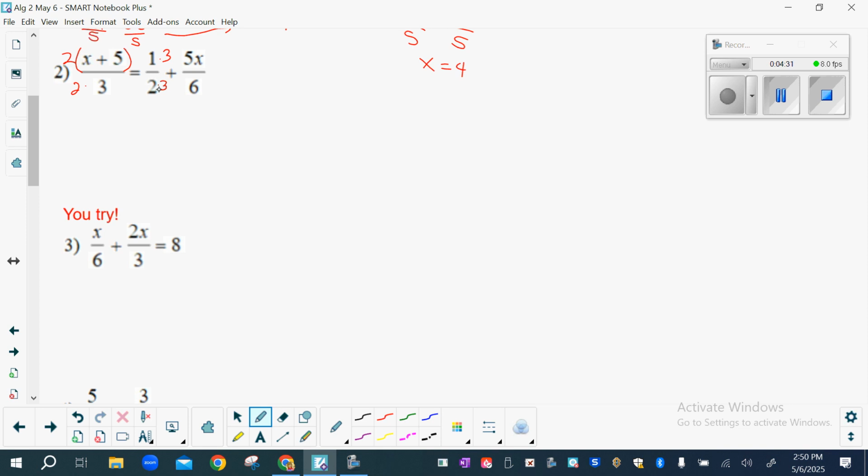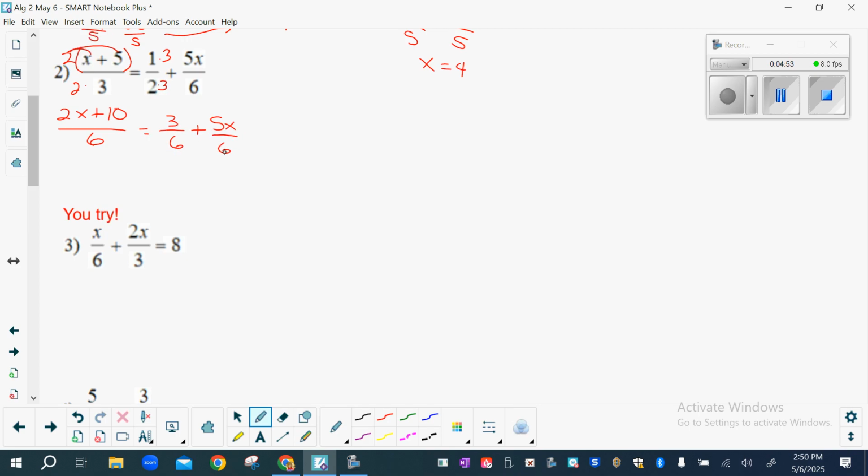No. So we get, when we have this 2 times x plus 5, we have to do what with the 2 and the x plus 5? Distribute. Good vocabulary. So 2x plus 10 over 6 equals 3 over 6 plus 5x over 6.